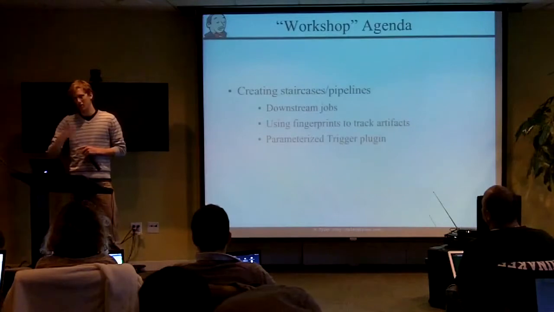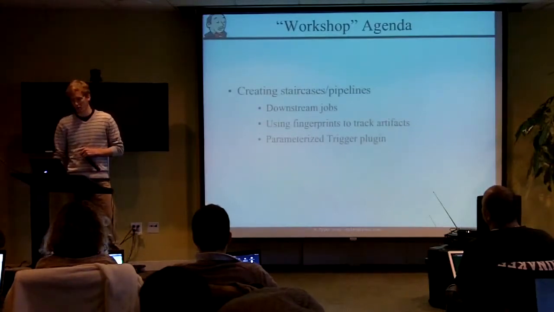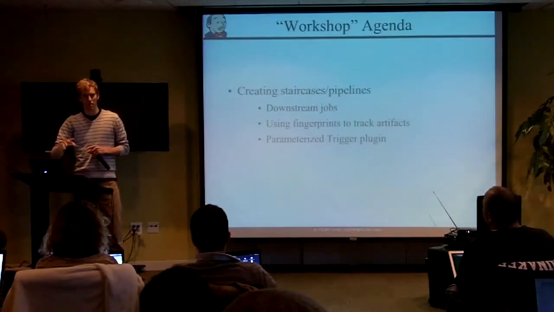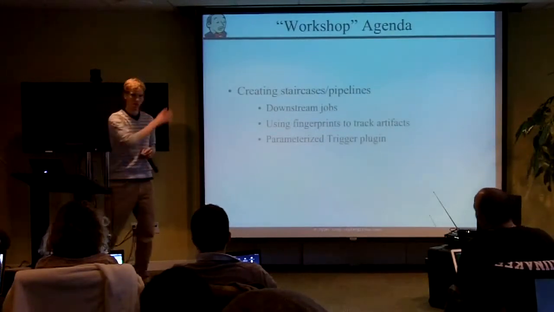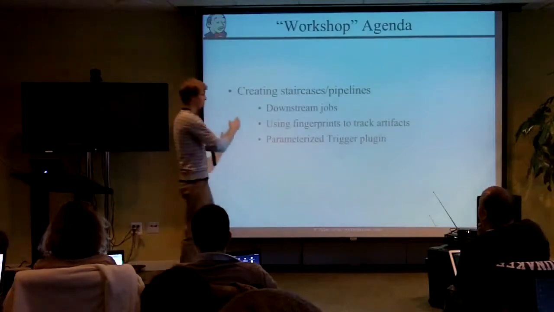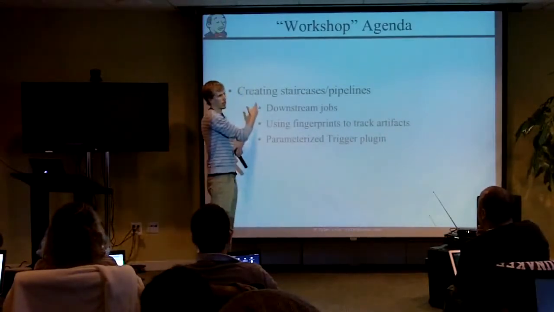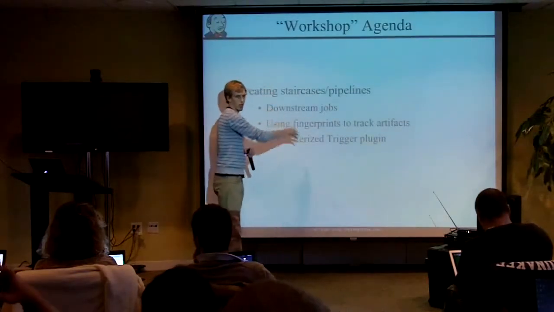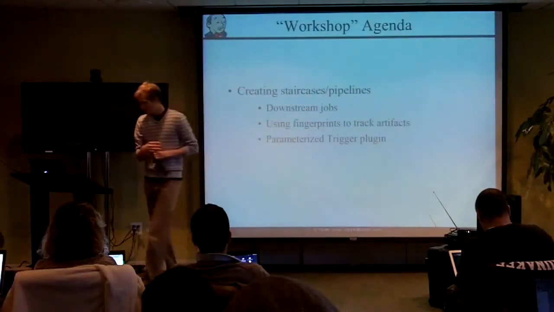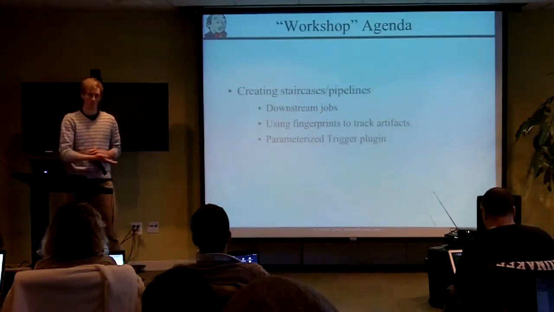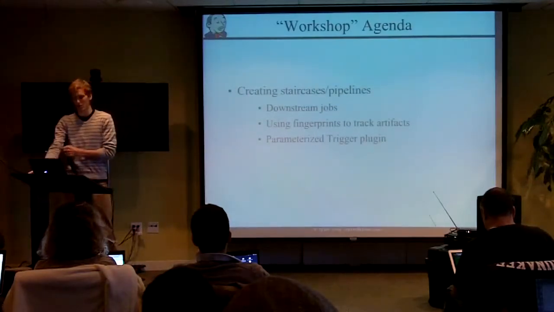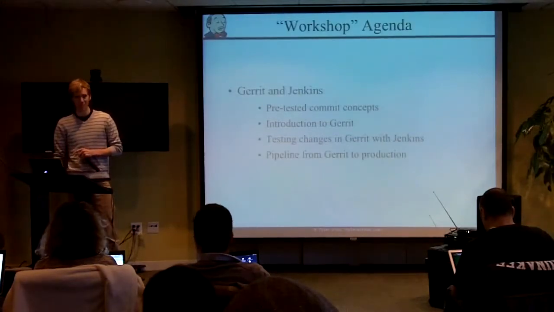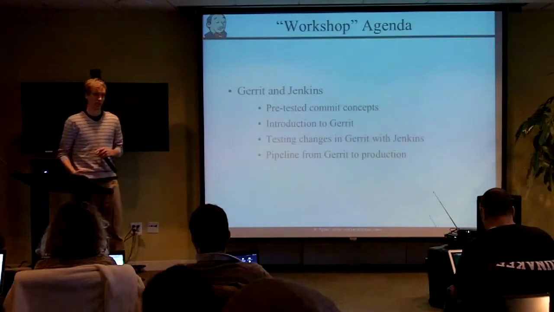So we'll go through creating these sort of pipelines. Were you all here for Jez's talk yesterday? A lot of you were here? The diagram that he talked about, going from developer to unit testing to more deep acceptance testing and all the way down, you can set that up in his tool of choice, Go, but you can also do it in Jenkins pretty easily, so we'll go through that. And then the really meaty part is using Garrett and Jenkins together.